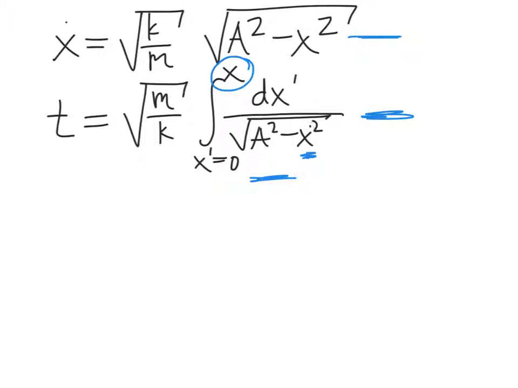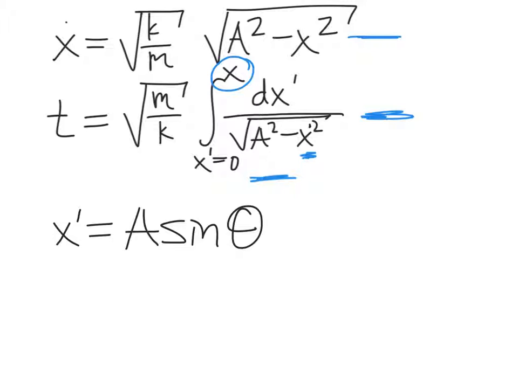Excuse me, this should be x prime. And so let's try a trig substitution like this. Let's call x prime a times the sine of a new integration variable theta. Okay. Now it's important that we put an a up front here times the sine.